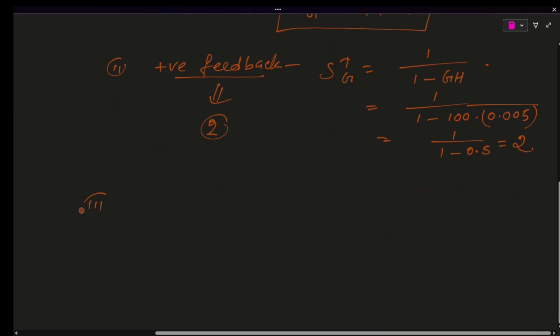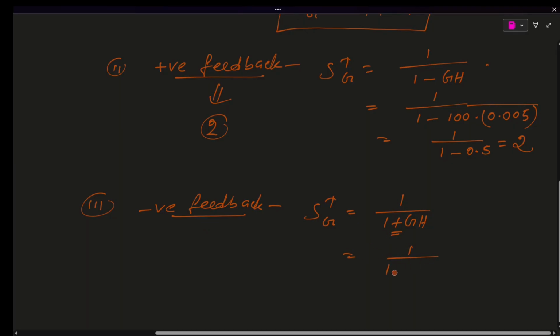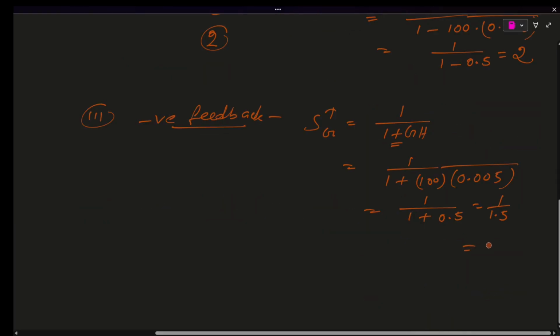Now for negative feedback, the formula will be S T G equals 1 by 1 plus GH. So for negative feedback, the sign will be plus. Just put the values: 1 plus, G is 100 and H is 0.005, equals 1 by 1 plus 0.5. 1 by 1.5 equals 0.67. So for the negative feedback, the answer will be 0.67.